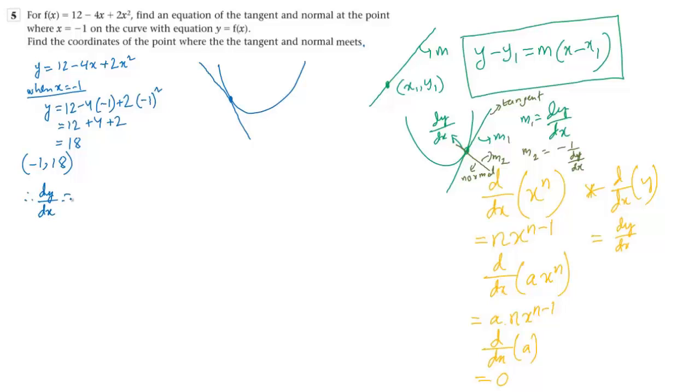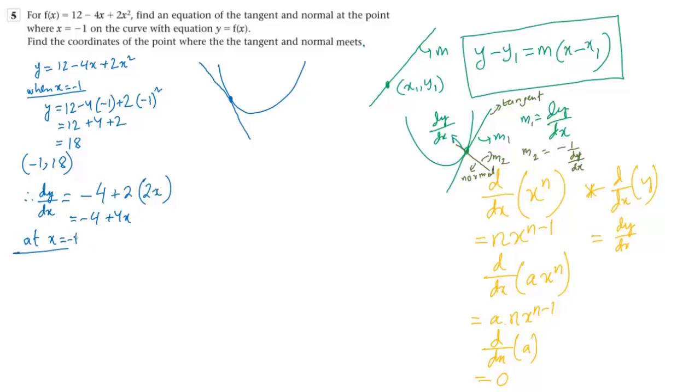So let's find the derivative. The derivative of y is dy by dx, which is also the gradient of the curve, and we know this rule. Now the next thing is we have to differentiate this. So d by dx of 12 is 0, then minus 4x is minus 4, and then we have 2x squared, where 2 is the constant. We keep the constant there. x squared differentiates to twice x. So minus 4 plus 4x. That is the gradient.